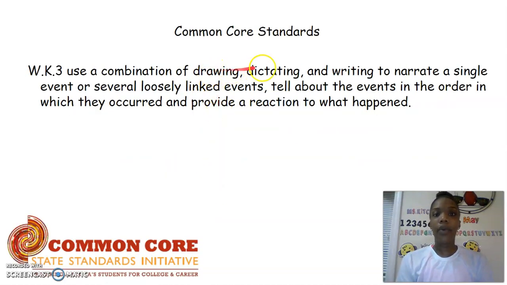And this is the Common Core standard. You don't really need to know this, but this is just for your parents to understand what standard we are unpacking today and throughout the unit. So it says, kindergarteners, which is you, use a combination of drawing, dictating, and writing to narrate a single event or several loosely linked events. Tell about the events in the order in which they occurred and provide a reaction to what happened.